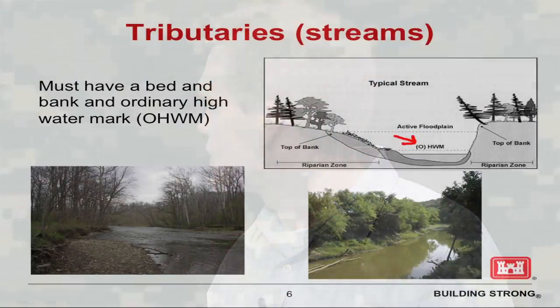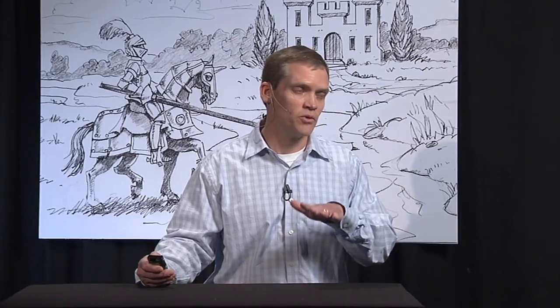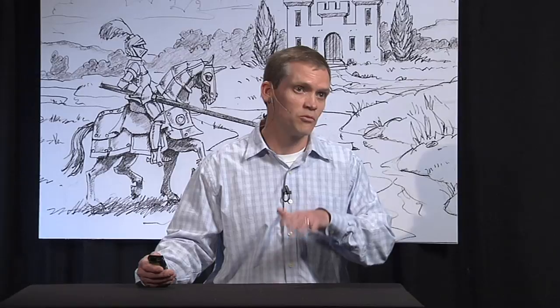And examples, you know, we got here, so it'd be somewhere here in this area, or somewhere below those willows. But again, it's very important for us because it's actually the shoreward limit of our jurisdiction for a stream. So any discharges below the ordinary high water mark, we would regulate. Anything above it, we don't regulate.